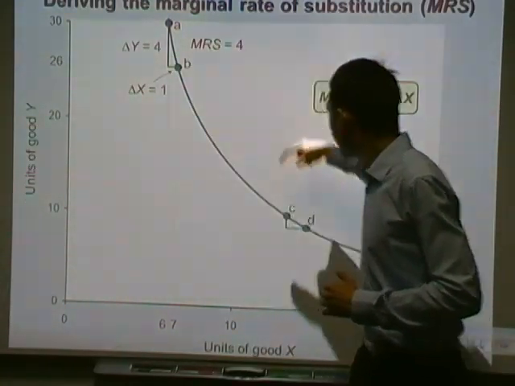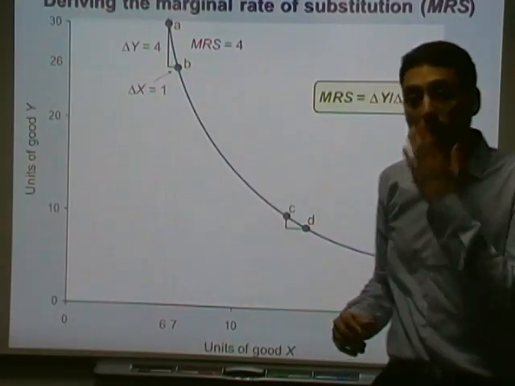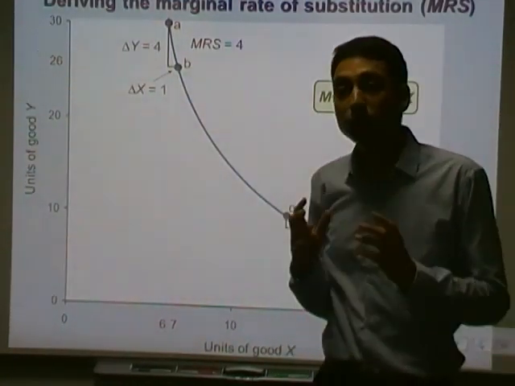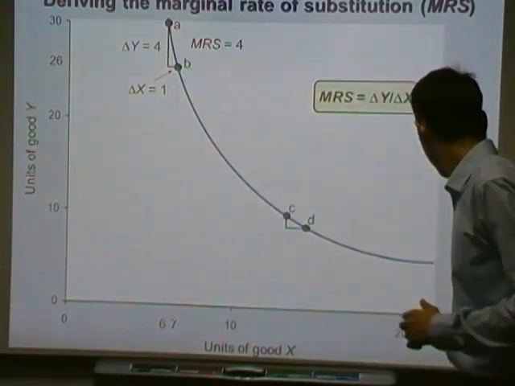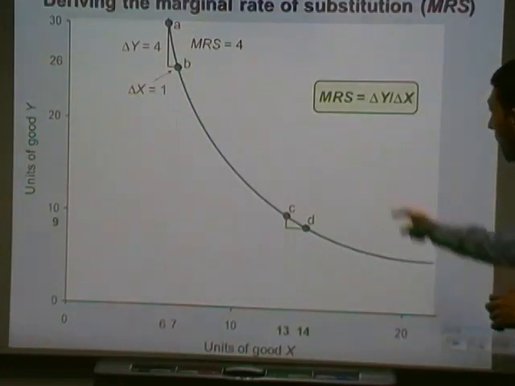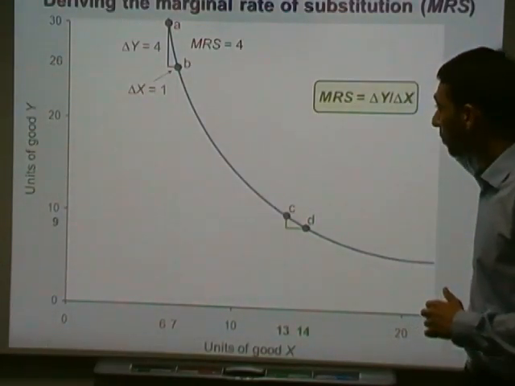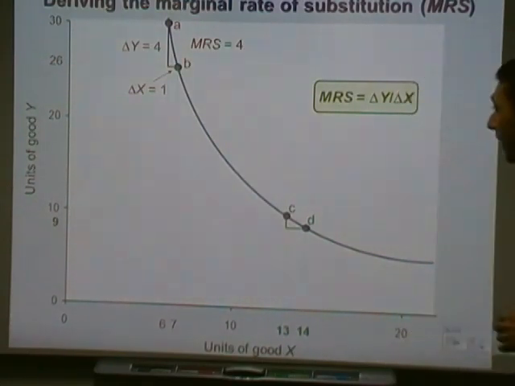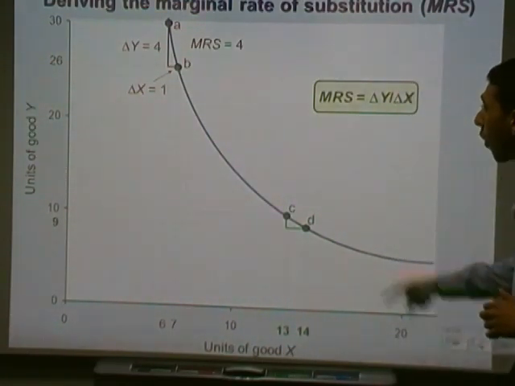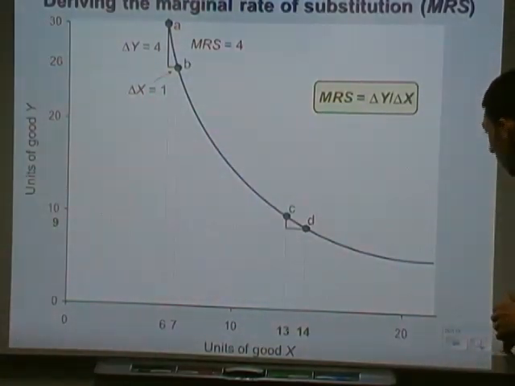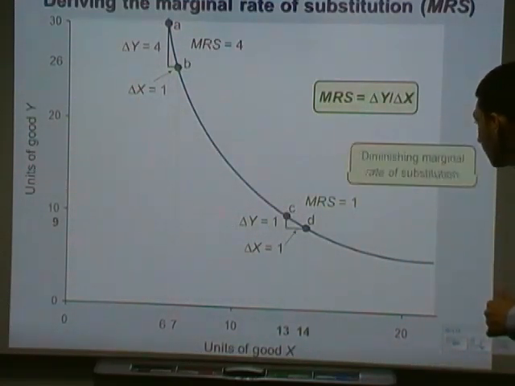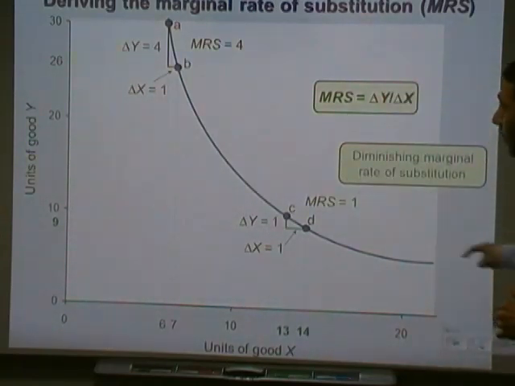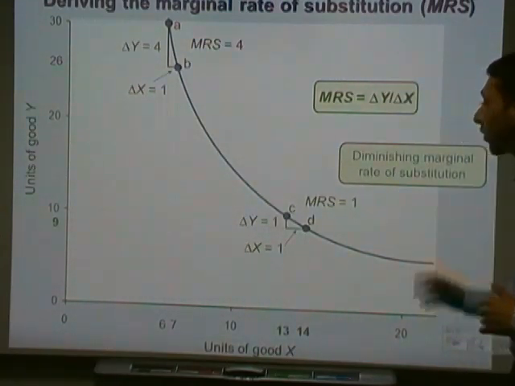Okay, so A, B, C and D are all points on the same indifference curve, which shows that I'm indifferent between all these points, right? Now, MRS, we have seen that the marginal rate of substitution is delta Y by delta X, and it changes. Over here it is 4, whereas over here it is going to be 1, right? So we can see that along the indifference curve we have diminishing marginal rate of substitution.